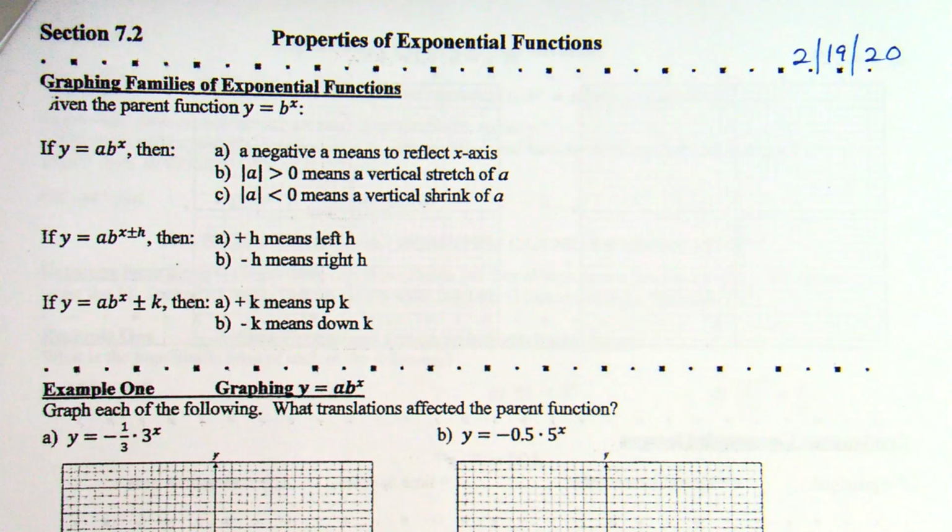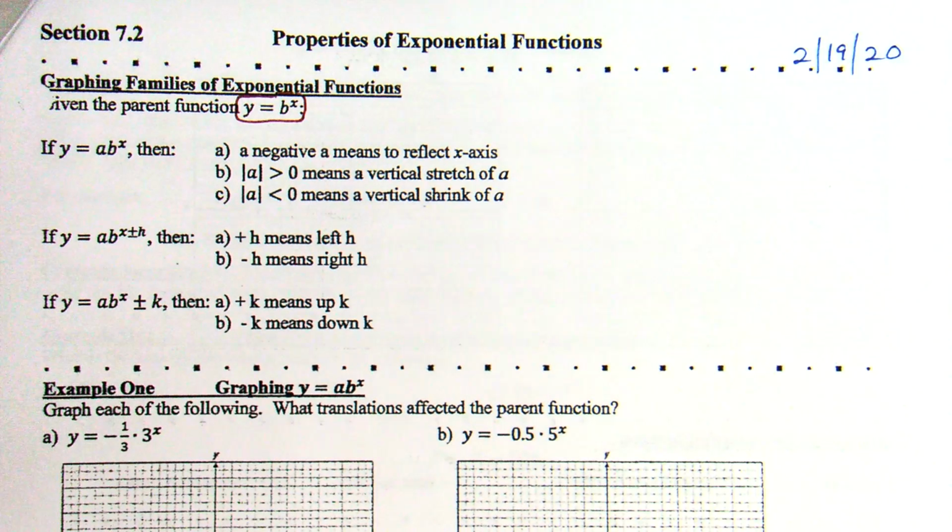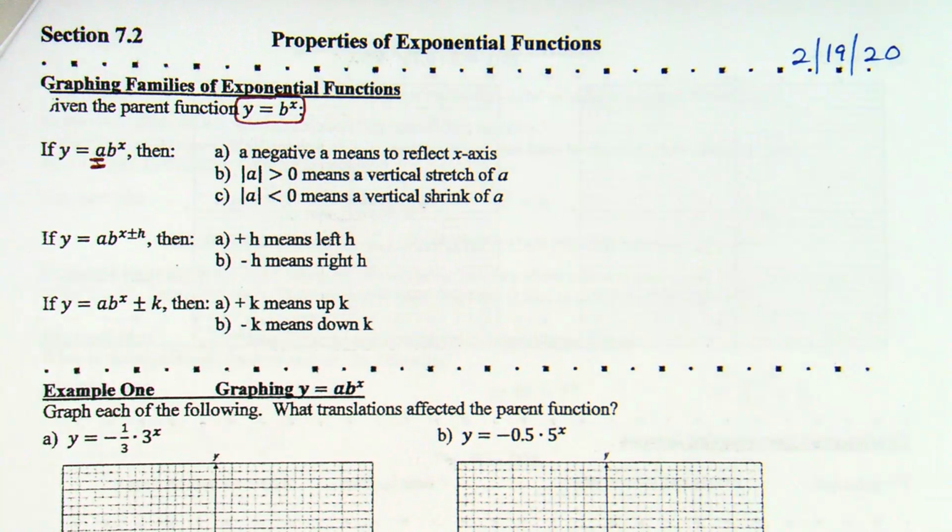Based on the idea, given the parent function, y equals b to the x, that b is a number. So it's some number raised to the x. If there's an a value out front, what do you guys remember? What happens when we multiply a function by a number? Okay, it could be a negative. If we multiply by a negative, it's going to reflect it. And what if it's just a plain old number? Stretch or shrink, right?